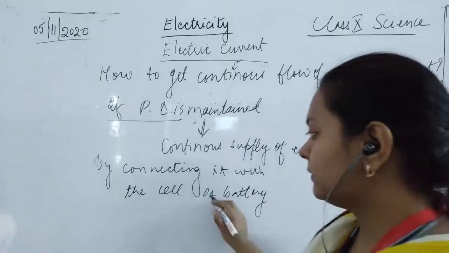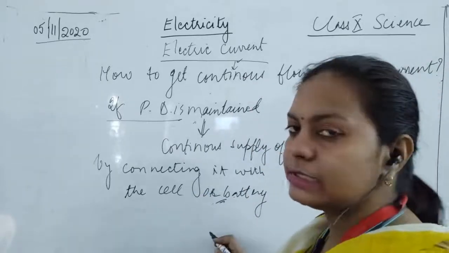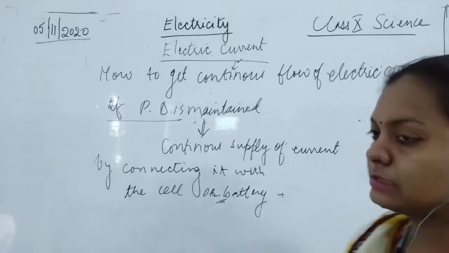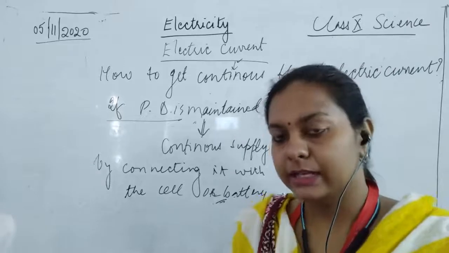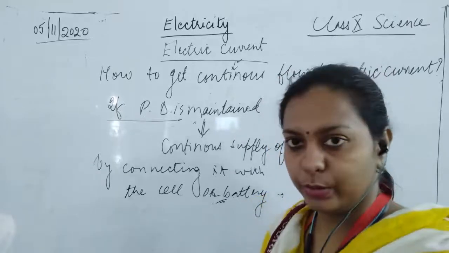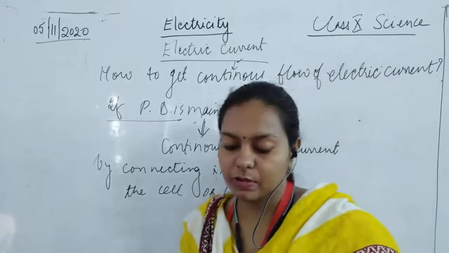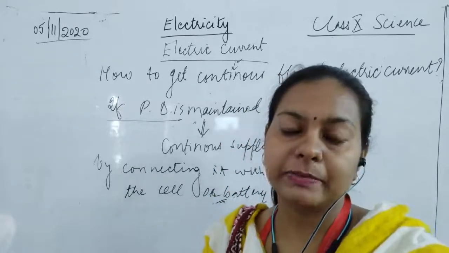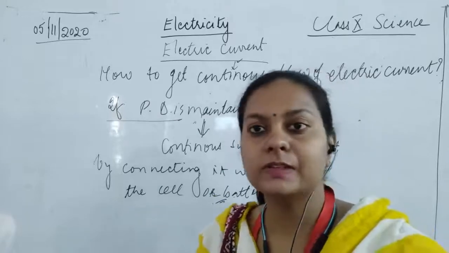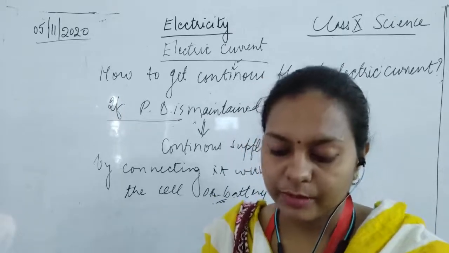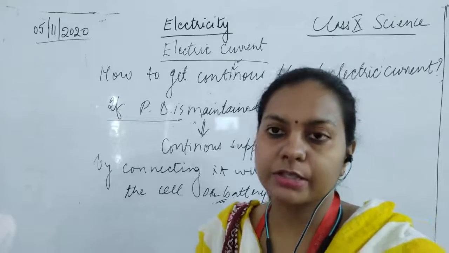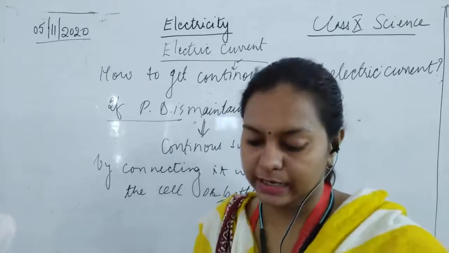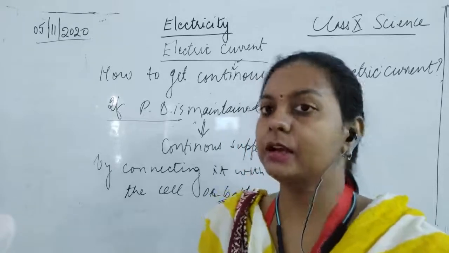If we are connecting it with a cell or battery, children, then the potential difference would be continuously created, because the cell and the battery consist of different materials which are electron donating. I mean, they are going to emit electrons. These chemicals will be emitting electrons, because of which a continuous flow of the current would be present. Due to the chemical reaction which is going on inside the cell or a battery, a potential difference is maintained between the terminals.